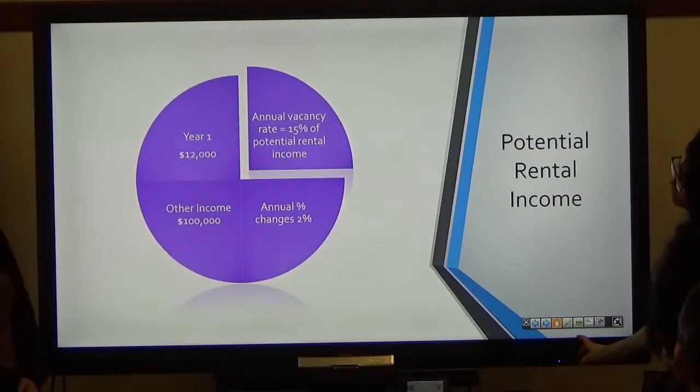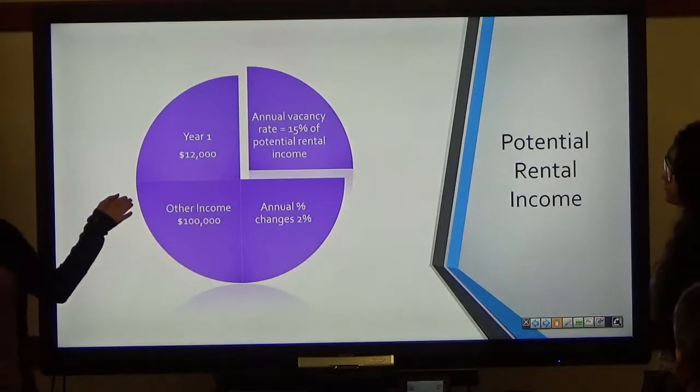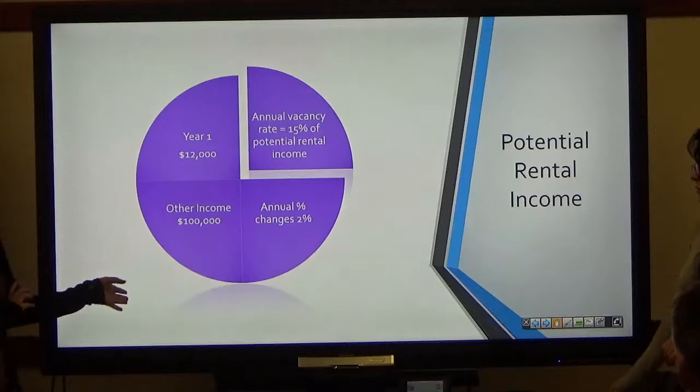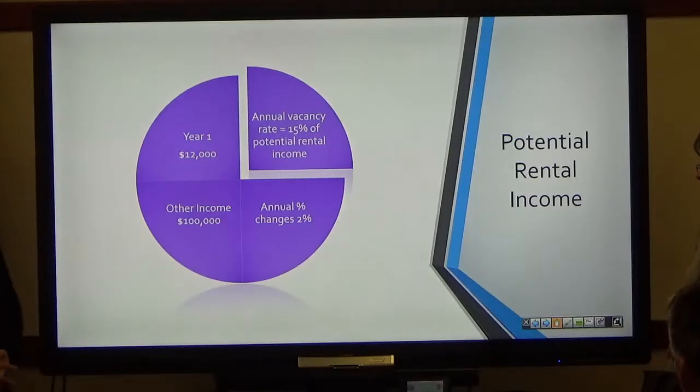Now this is for year one, potential rental income, we're looking at $12,000 per year. Annual vacancy rate will be 15% of potential rental income. The other income will be coming in at $100,000, and annual changes expected to change is 2%.